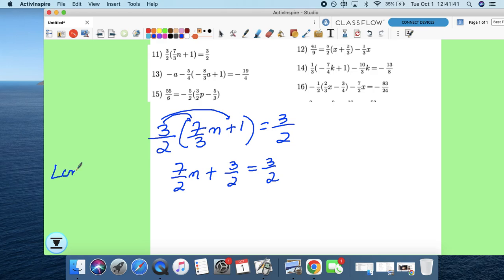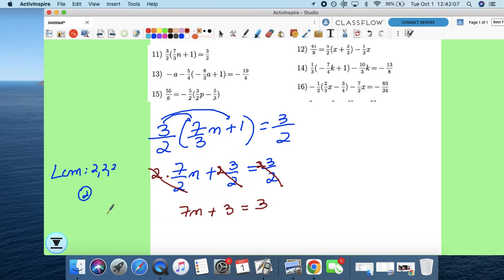The LCM, look at your denominators, they're all 2. So the LCM of 2, 2, and 2 is just 2. So I take each part of my equation and multiply by 2, multiply by 2, multiply by 2. If you multiply by 2, you'll notice you're going to have 7n left over, plus 3, equals 3. Now this becomes your everyday equation, right?